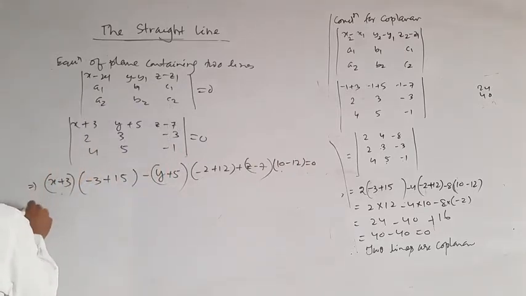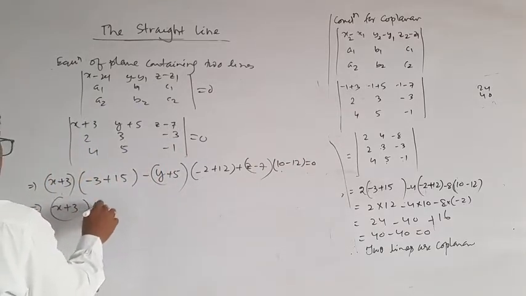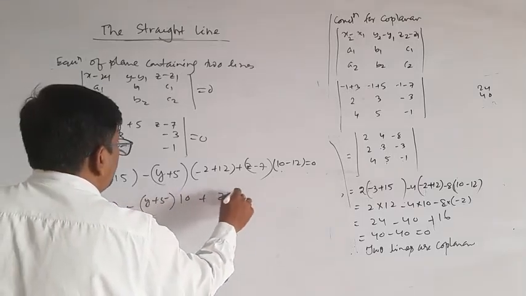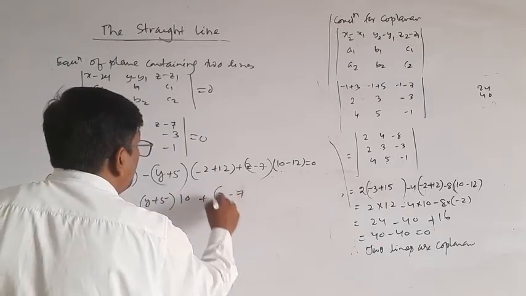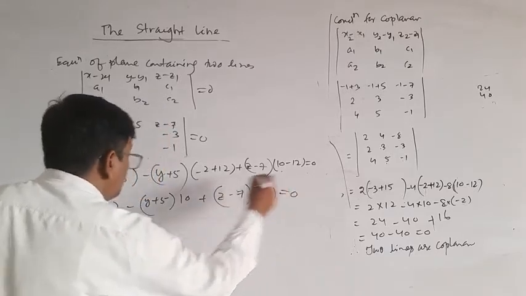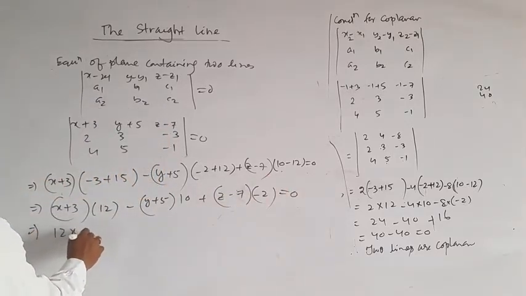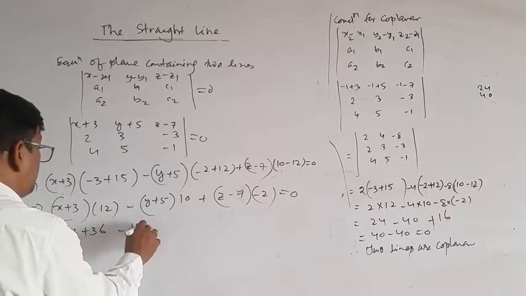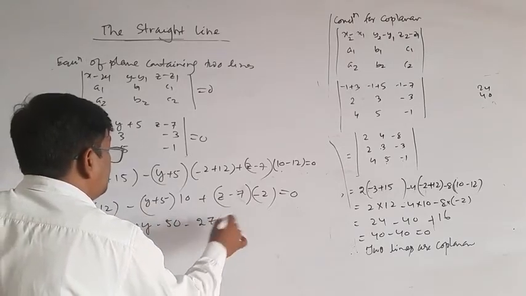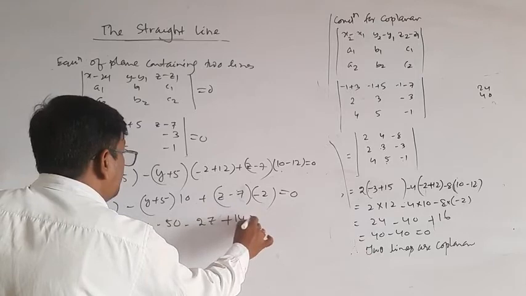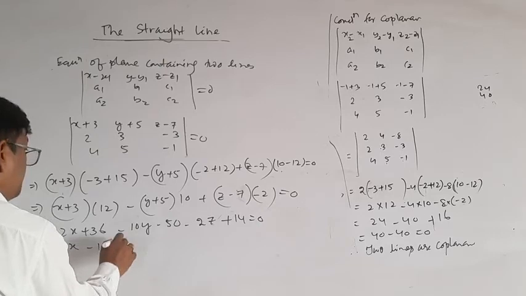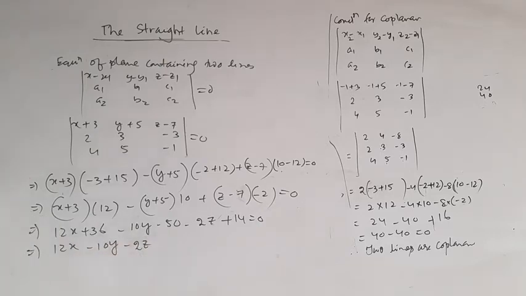So this is equal to x plus 3 into 12, y plus 5 into 10, z minus 7 into minus 2. So multiply, this is equal to 0. So 12x plus 36 minus 10y minus 50 minus 2z plus 14 is equal to 0.